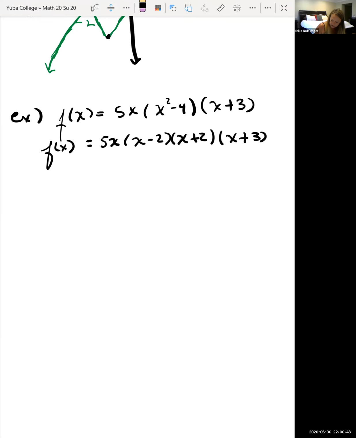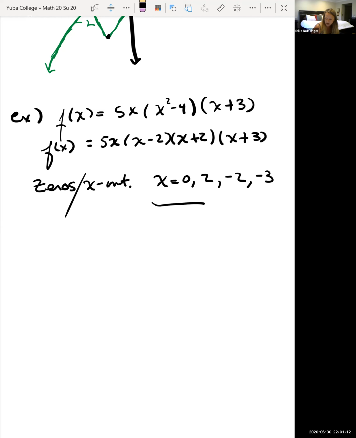So we see our zeros. Here are also our x-intercepts, at x equals 0, x equals positive 2, since x minus 2 is 0 and x is 2, x equals negative 2, since x plus 2 is 0, and x equals negative 3, since x plus 3 is 0. These all have a multiplicity. None of them repeat themselves as factors, so multiplicity of 1. So we're going to cross the x-axis at all those values.